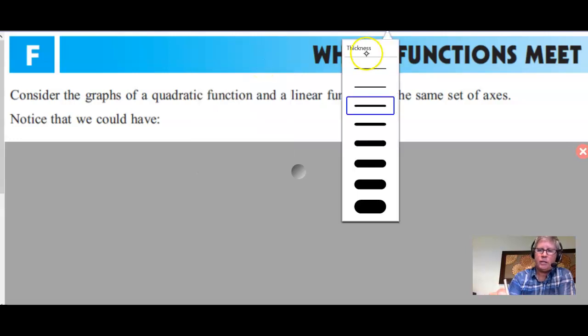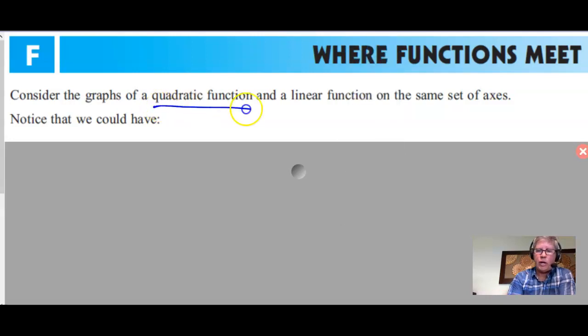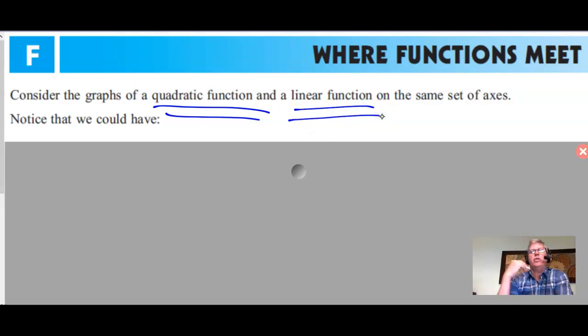So we are going to have a quadratic function. We know what those look like. We have a linear function. We know what those look like. So our goal is, if we have those two, can we find the points of intersection? In other words, the bigger thing here is solve a system.